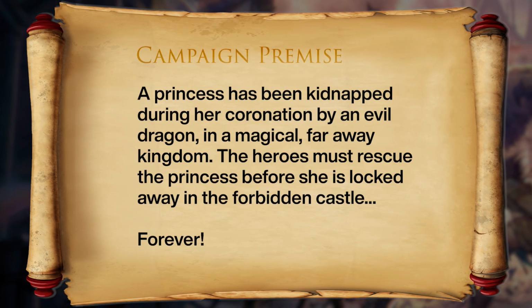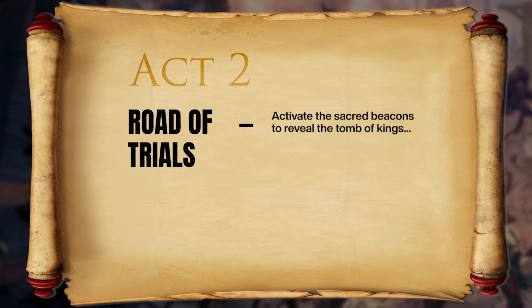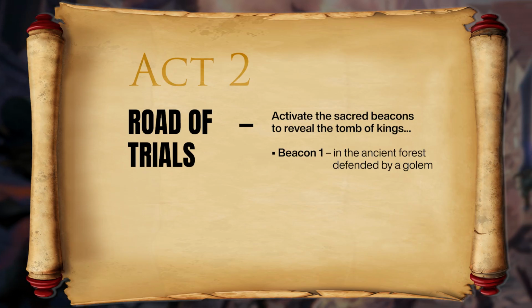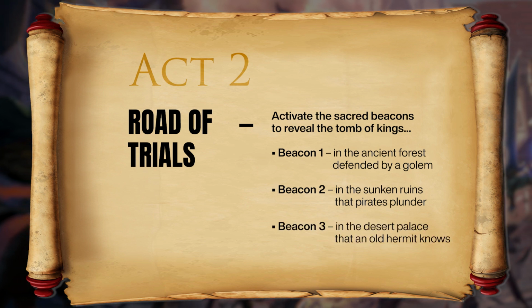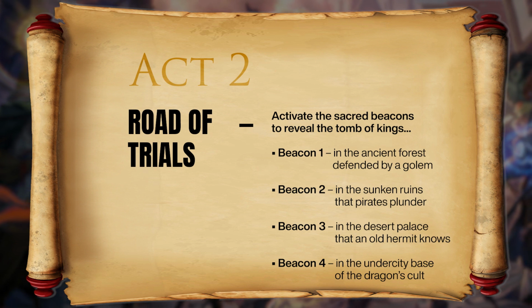In the hero's journey, the road of trials is where the hero encounters the tests, allies, and enemies along the way to their goal. In our Princess is in Another Castle example, we can say that the Road of Trials milestone begins when the heroes activate the sacred beacons to reveal the Tomb of Kings. We can expand this further out to say, Beacon 1 is in an ancient forest, Beacon 2 is in a sunken ruins, Beacon 3 is in the palace in the desert, Beacon 4 is in an undercity industrial complex, etc., etc. For the sake of brevity, we'll condense all these things to one, but you can expand this as much as you want. Now remember that these are milestones.